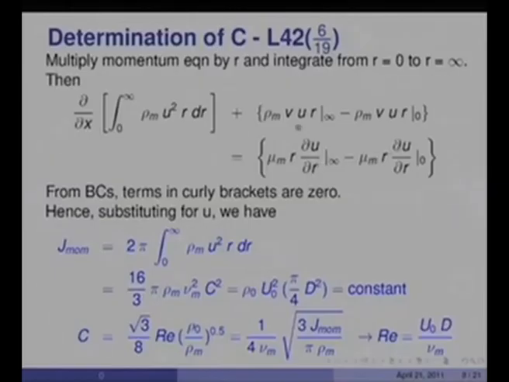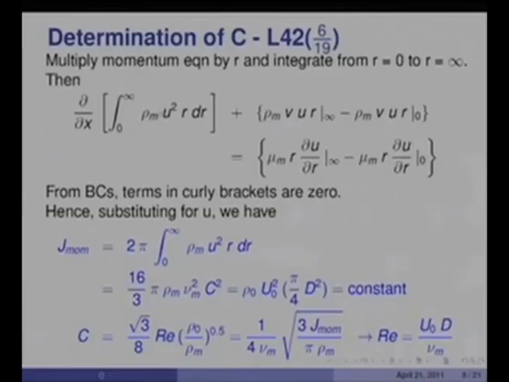Now, you will see these terms are absolutely 0, because at r equal to infinity u is 0. So, that is 0. At r equal to 0 v is 0. So, that is 0. At r equal to infinity du dr is 0, because u itself is 0, and at the axis of symmetry du dr will be 0. So, both this term as well as this term vanish, and as a result all we get is that the integral from 0 to infinity of rho m u squared r dr should be a constant.